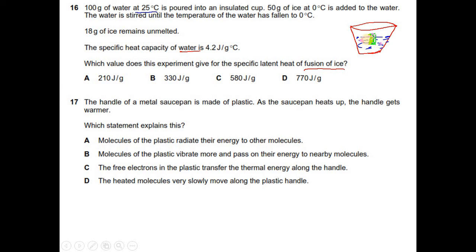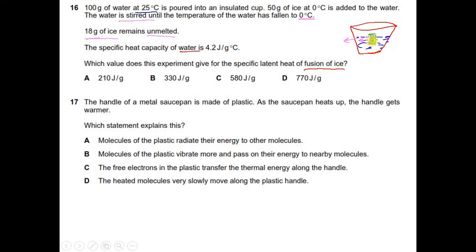In this process, water is losing heat. That means the temperature of the water is decreasing from 25, and you stir the water until the temperature has fallen from 25 to 0 degrees centigrade. In that moment, heat is absorbed from the water by the ice, and the ice is melting due to that heat. And at the end, 18 gram of ice remains unmelted.